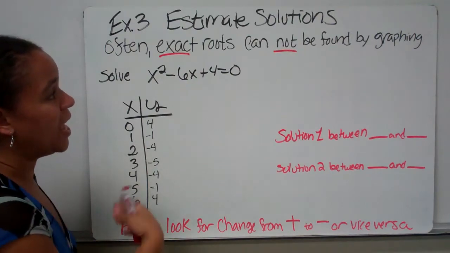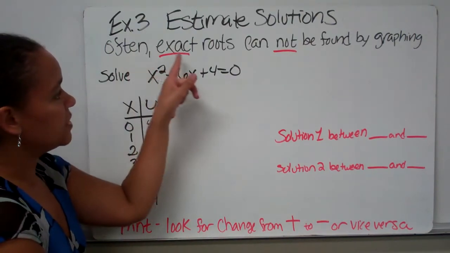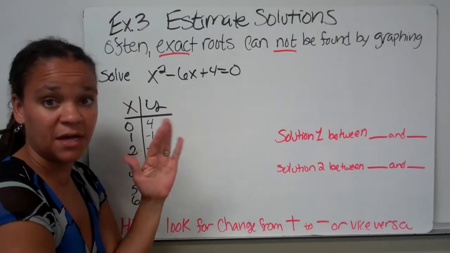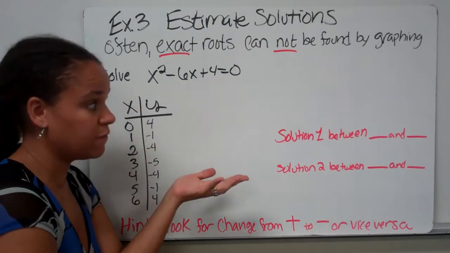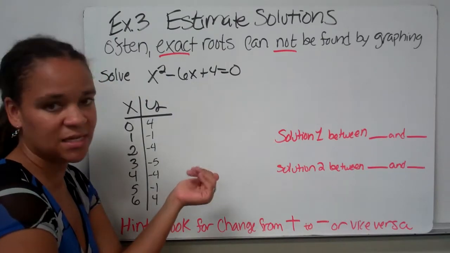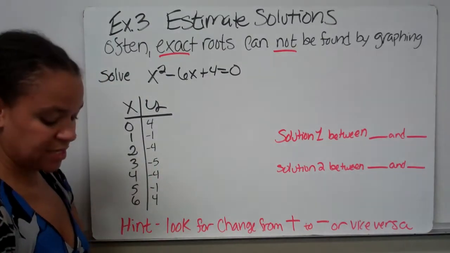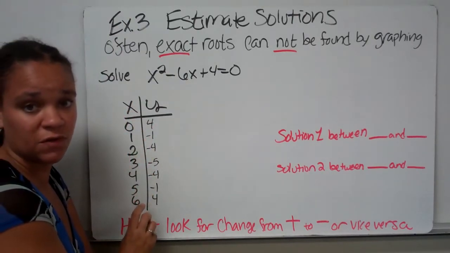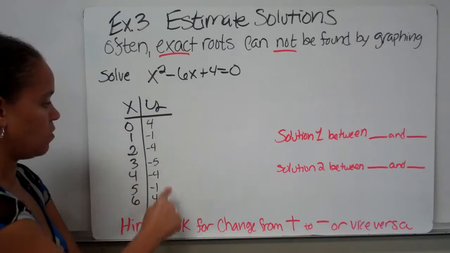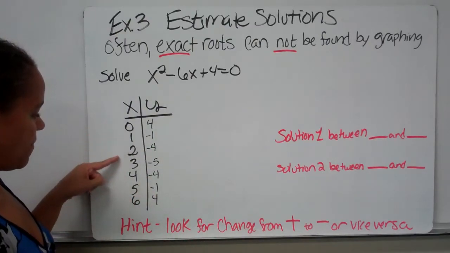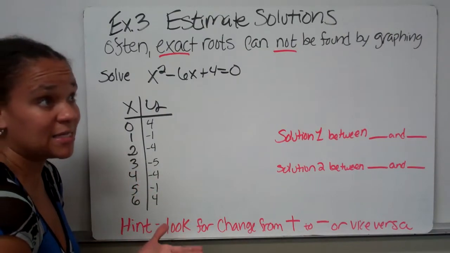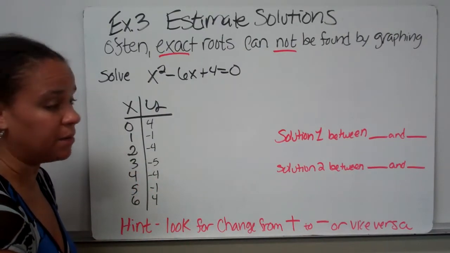All right, example 3, estimate solutions. Often, exact roots cannot be found by graphing. It's nice when you can graph and they cross the x-axis at a wonderful point and it's very easy to find. That doesn't always happen. So instead, what happens oftentimes, maybe here's your table. This is a condensed version of the longer table we're doing, just the x's and the y's. Well, if you look here, I have my x values and my y values. We can look at the table to kind of estimate where the zeros are going to be.